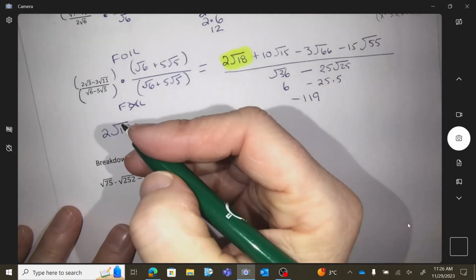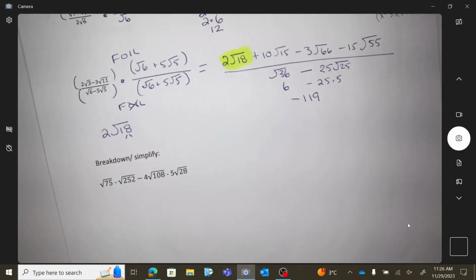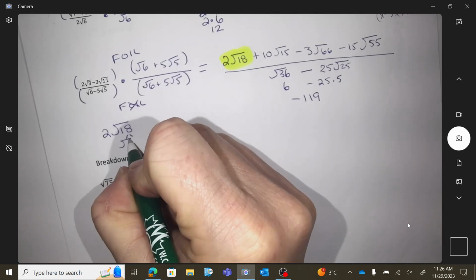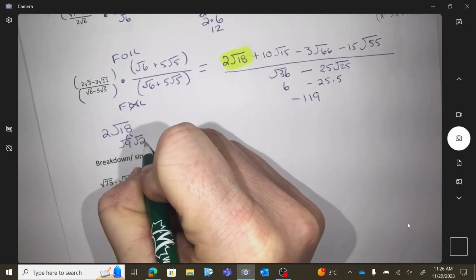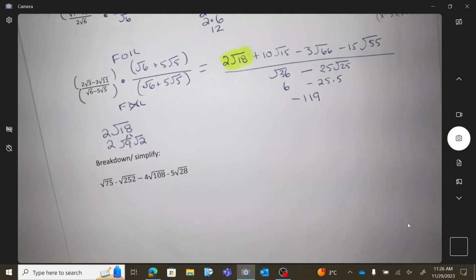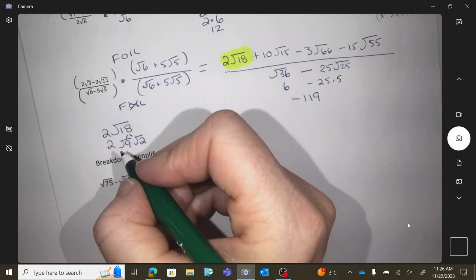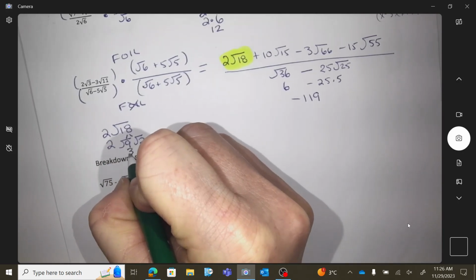2 root 18, what can you change 18 into? A square root of 9 and a square root of 2. And then what is the square root of 9? 3.